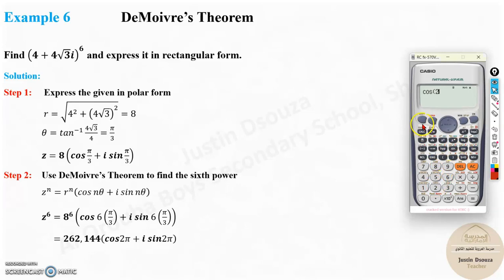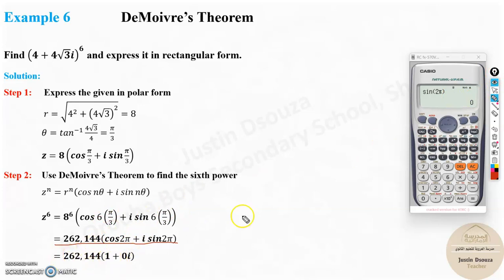Cos 2 pi, how much does it mean? It is 1, whereas sine 2 pi is supposed to be 0, I believe. Yes, it's 0. So cos 2 pi is 1 and sine 2 pi is 0, and this radius is as it is. Now we are converting this to rectangular form. Till over here, till this part, it's in polar form, right? Simplify this in the calculator, you will start getting rectangular.